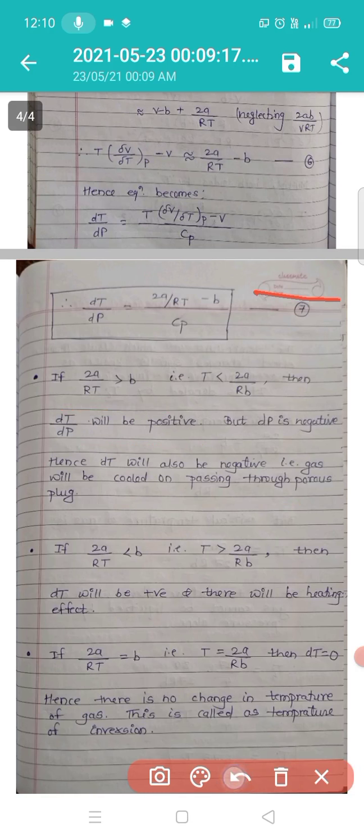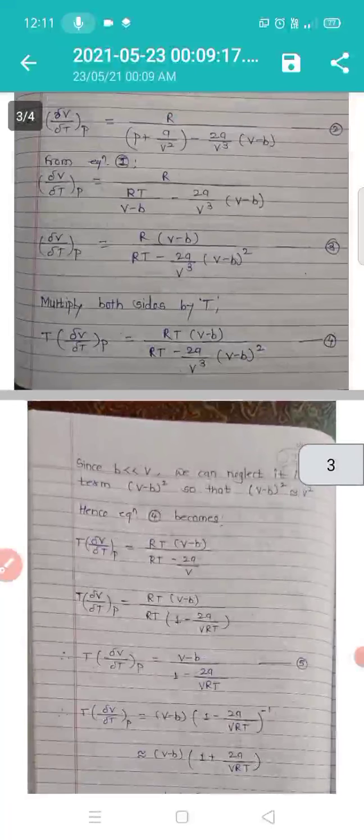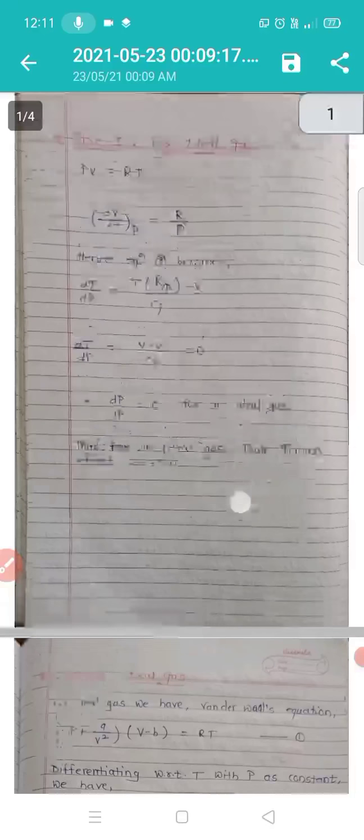And the next is 2a by RT is less than b, then the temperature is greater than 2a by Rb and dT will be positive and there will be heating effect. Okay, if both are equal, 2a by RT is equal to b, then the temperature is also equal to 2a by Rb, then dT is 0 and there is no change in temperature of gas, and this is called the temperature of inversion. Okay, this is regarding the Joule-Thomson effect in terms of the ideal gas and the real gas.